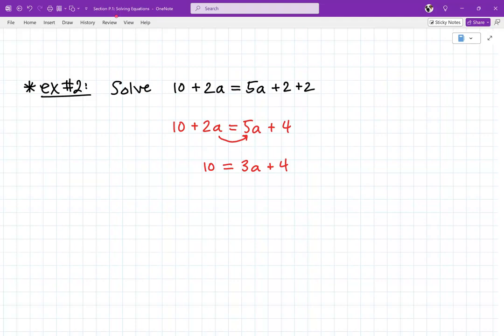Now I'm going to get that positive 4 and throw that over to the left side. When I switch sides, it's going to switch signs. So that positive 4 becomes a minus 4. 10 minus 4, that's 6. And now the last step, get a by itself. Right now it's being multiplied by 3. So to get rid of multiplication, as we did earlier, we divide, right? So we're going to divide both sides by 3. So a is equal to 2.